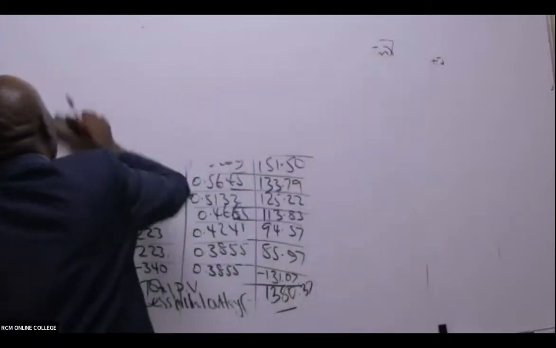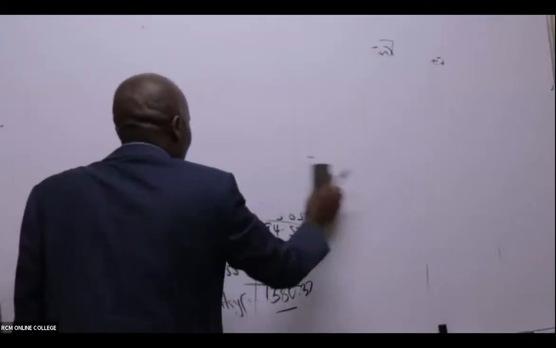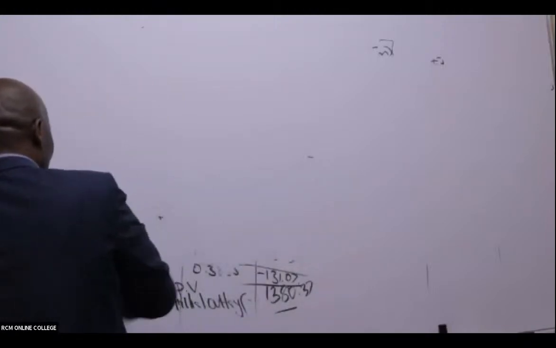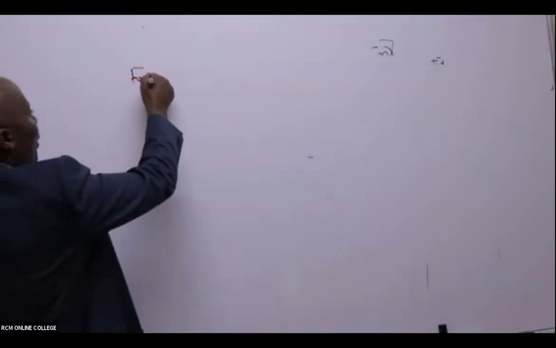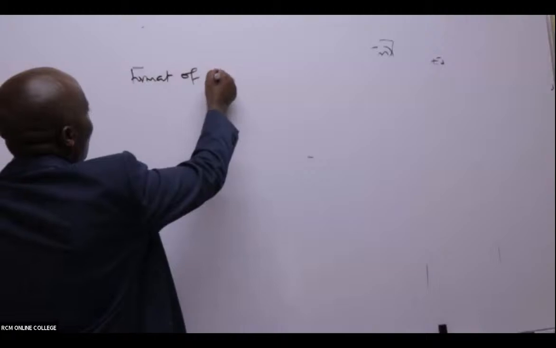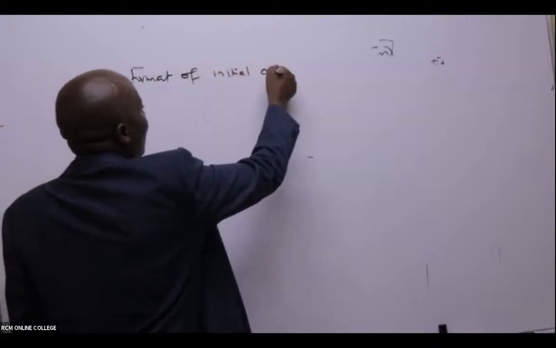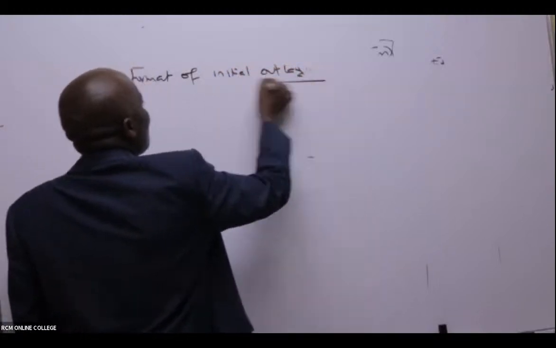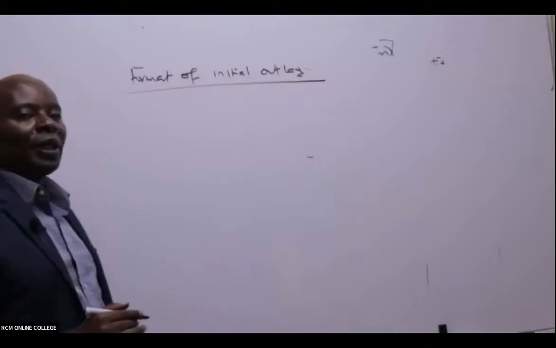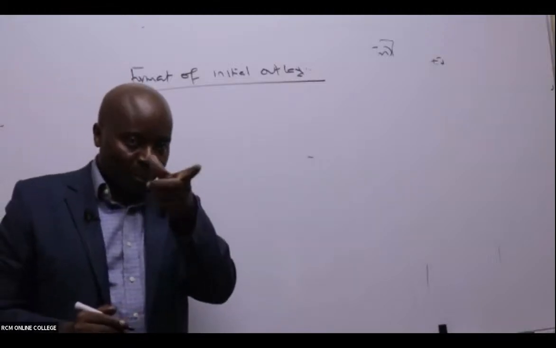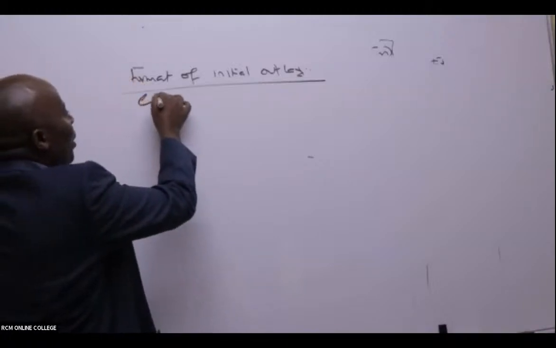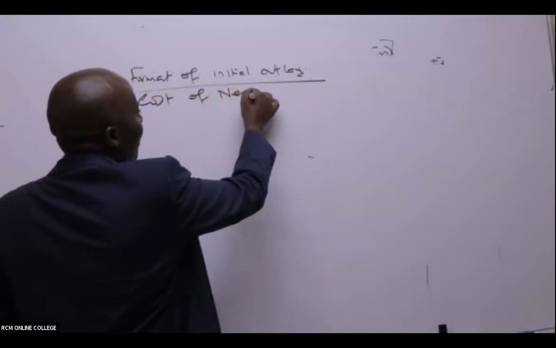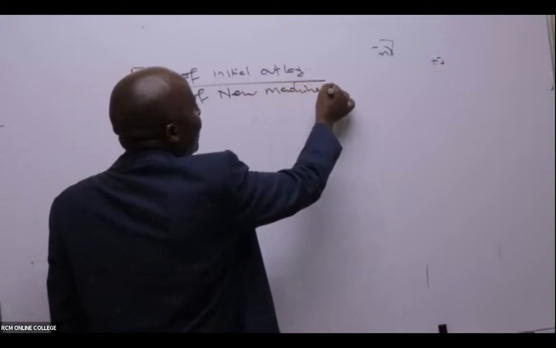This initial outlay has three components, and I'll give you the format. Whenever we have two machines, this is the format of the initial outlay. If I want to make a decision to replace, there will be the cost of the new machine. So I'll always take the cost of the new machine. Don't forget the installation.